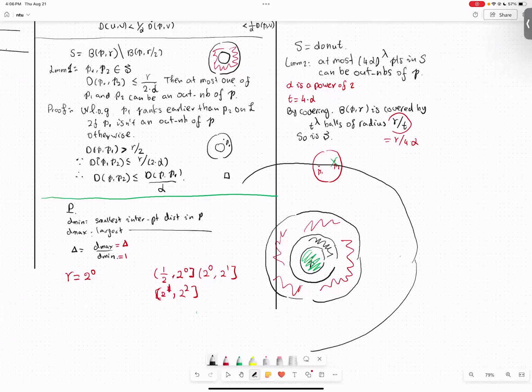But within every donut, we proved earlier, you can have at most 4 alpha to the power of lambda points. How many donuts can you have? Well, you can prove for yourself: you only have a logarithmic number of donuts, and it's logarithmic in delta. So this proves that the number of edges is at most this number times log delta.